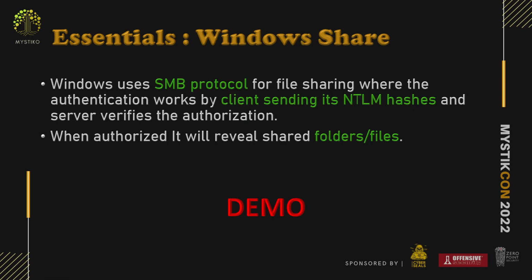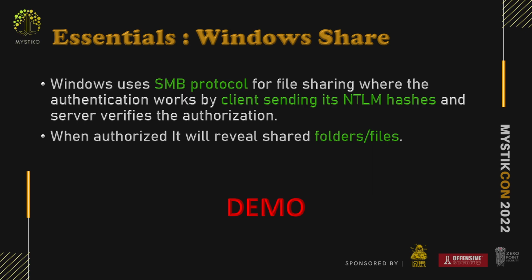The next thing that is essential for the talk is Windows shares, and there is a demo, a practical approach. Windows uses the SMB protocol for file sharing. If you have ever accessed remote folders or files over Windows, consider that they use the SMB protocol, which authenticates a user by sending an NTLM hash. The NTLM hash is later validated on the destination server, and if authenticated, the shared files or folders are revealed. Let's see it with the practical approach.